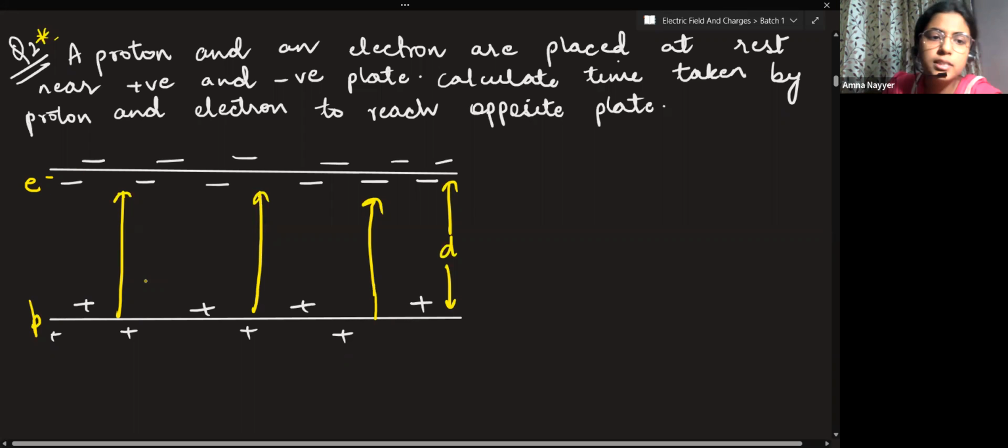Now see, electron is there, proton is here. Electron is coming downwards to this plate and proton is moving upwards to this negative plate. Both of these are reaching opposite plates, because it is asking us to calculate the time taken by the proton and electron to reach the opposite plates.